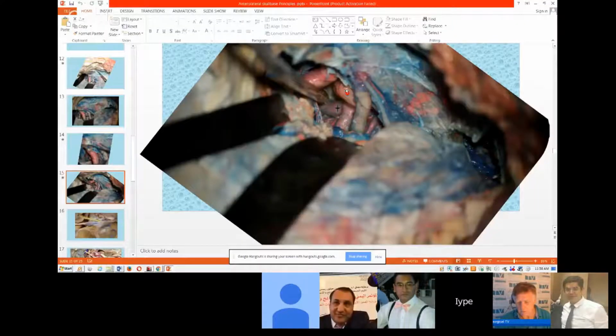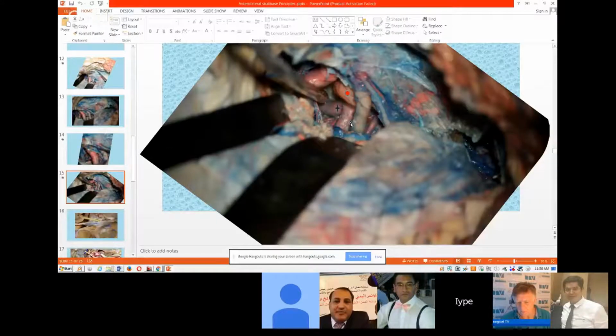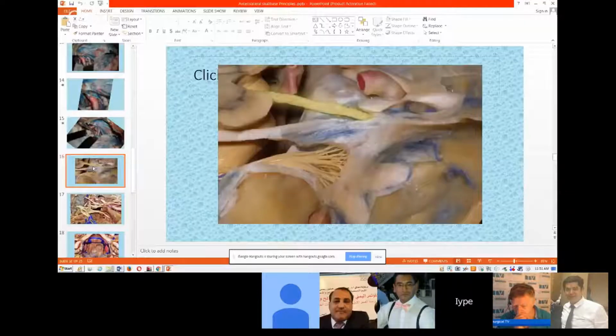That is the posterior clinoid process. Third nerve. Superior cerebellar artery. Basilar artery. P1. Yes, P1. Okay. Carotid. And again, this is the distal dural ring. And this is the one which was cut.